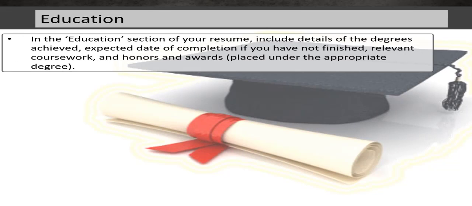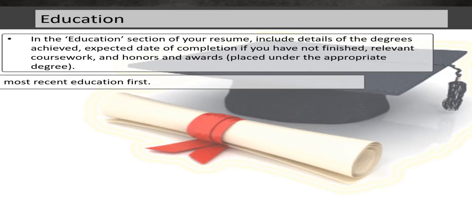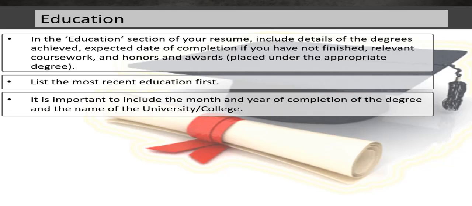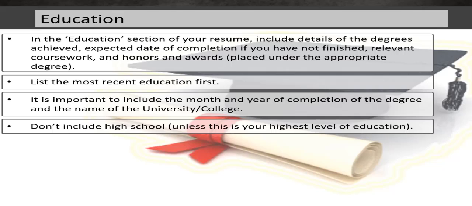Education. In the education section of your resume, include details of the degrees achieved, expected date of completion if you have not finished, relevant coursework, and honors and awards placed under the appropriate degree. List the most recent education first. It's important to include the month and year of completion of the degree and the name of the university or college. Don't include high school unless this is your highest level of education.